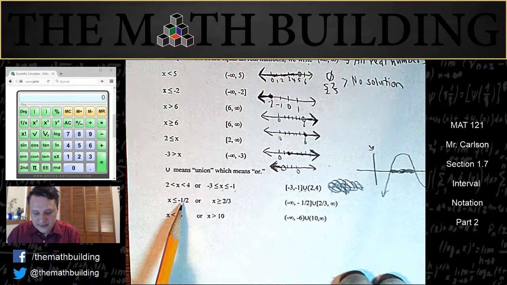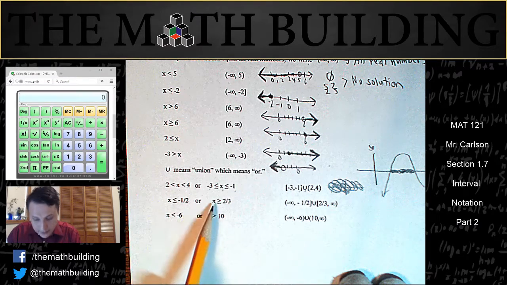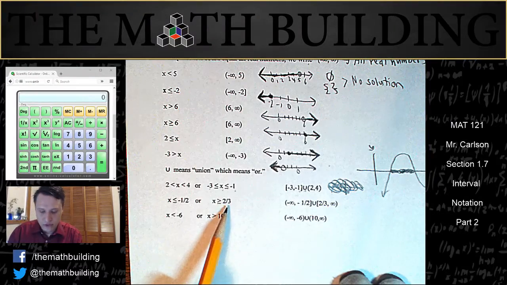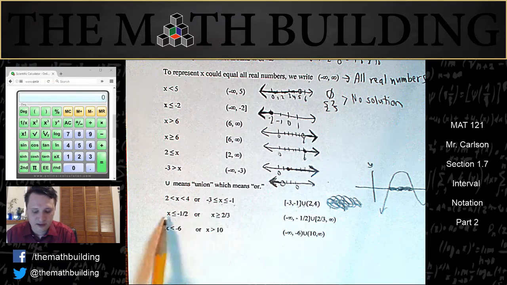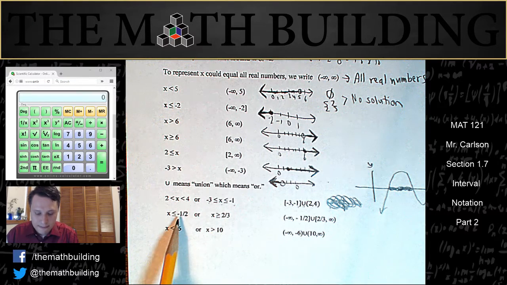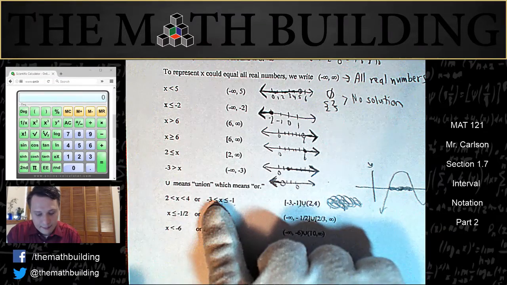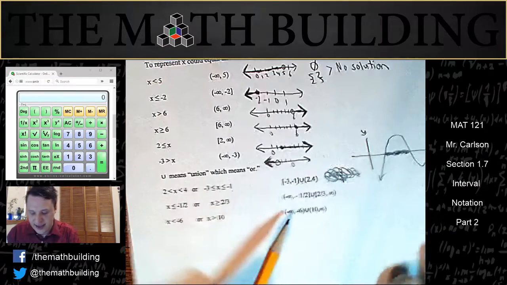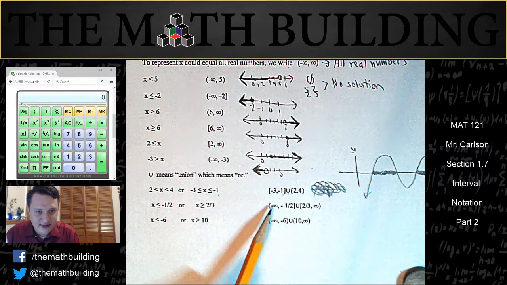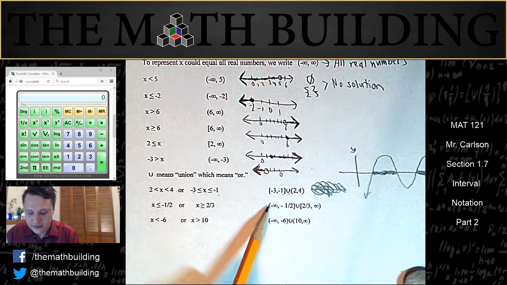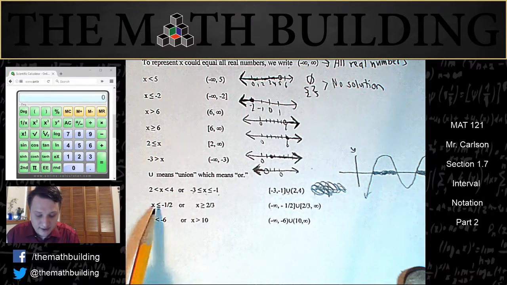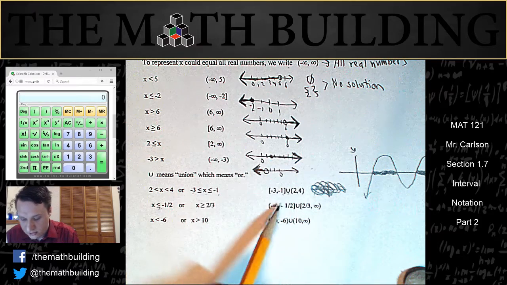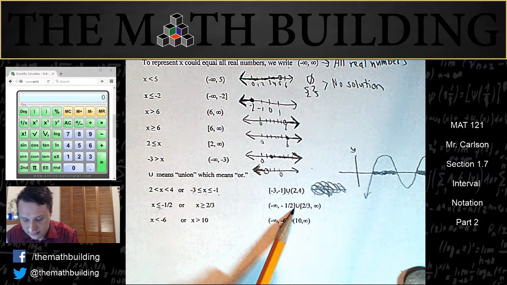x is less than or equal to -1/2, or x is bigger than or equal to 2/3. All right, so let's think about that. This is a very common thing that can happen. If we're less than or equal to -1/2, just looking at that piece all by itself, that would be -1/2 down to -infinity. -infinity has a parenthesis because it always does. -1/2 is going to have a bracket because of the equal sign right here. So you'll notice I have a parenthesis and then a bracket.